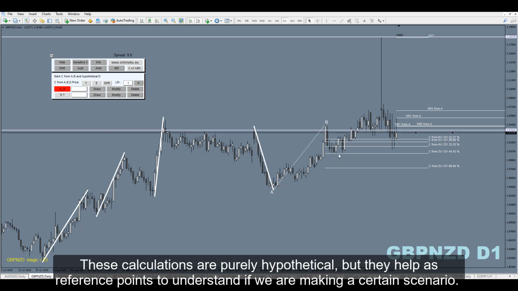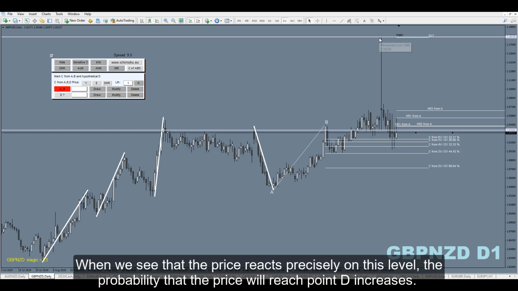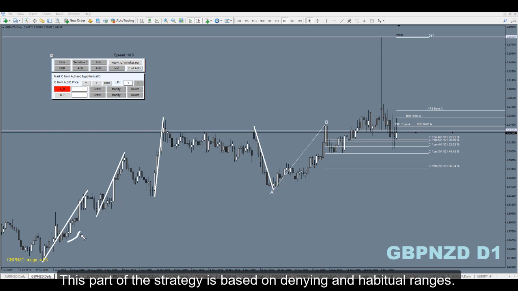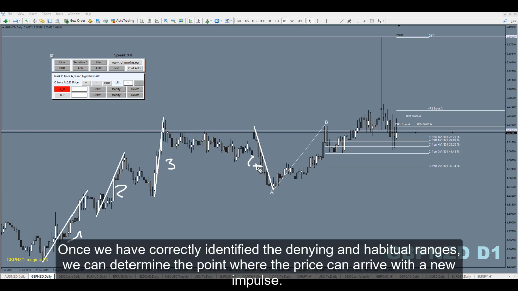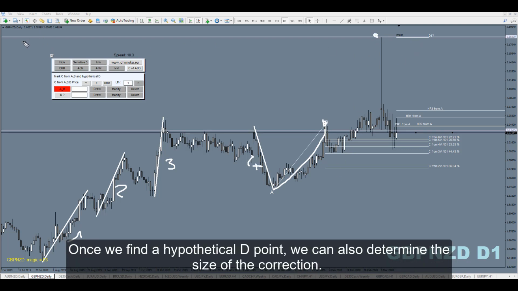These calculations are purely hypothetical, but they help as reference points to understand if we are following a certain scenario. When we see that the price reacts precisely on this level, the probability that the price will reach point D increases. This part of the strategy is based on denying and habitual ranges. Once we have correctly identified the denying and habitual ranges, we can determine the point where the price can arrive with a new impulse. Once we find a hypothetical D point, we can also determine the size of the correction.